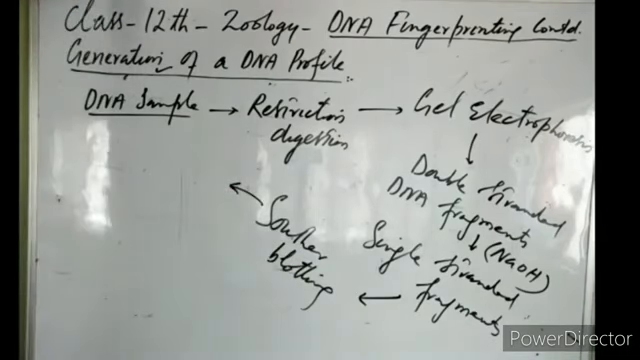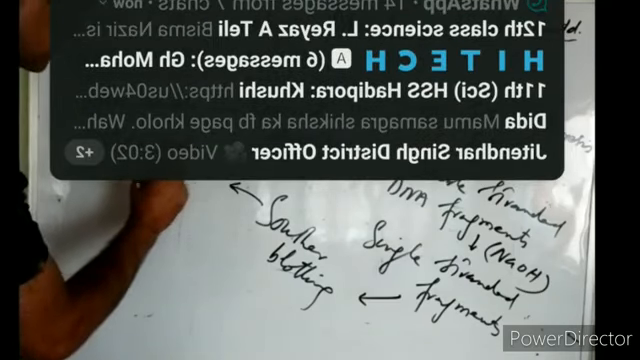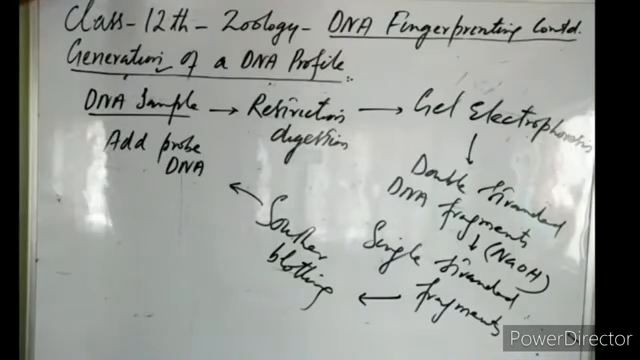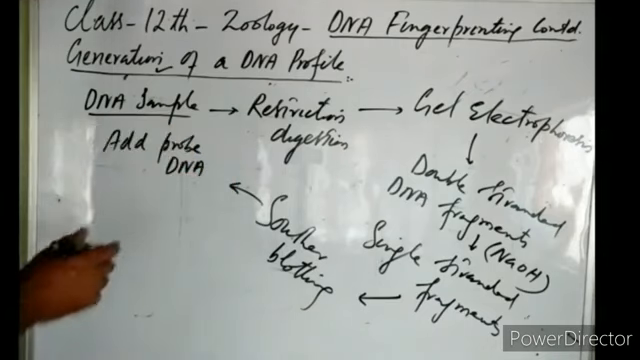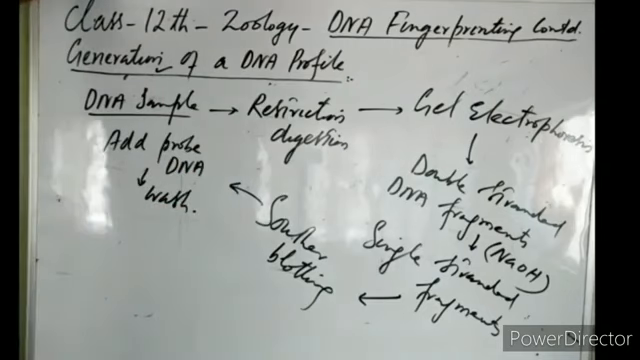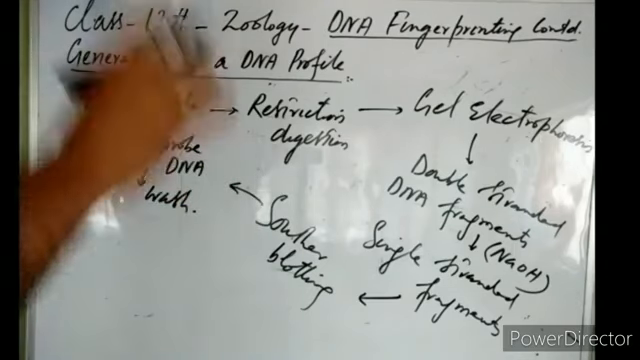After Southern blotting, we add probe DNA. We add probe DNA for locating the sequence of base pairs which we are looking for. We are mostly looking for STRs, short tandem repeats, like GATA. So we add probe DNA so that this probe DNA can bind to GATA sequences wherever they are present in the sample DNA. After adding probe DNA, we wash this nitrocellulose film so that excess probe is removed. The probe DNA which has not bound is washed off, right?